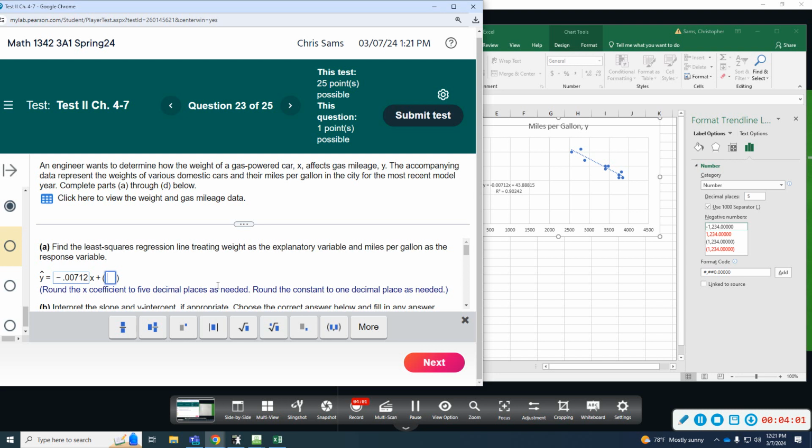The constant, we want to round the constant to 1 decimal place. So this one is going to be 43.88. The 8 is going to round up to a 9, so 43.9.